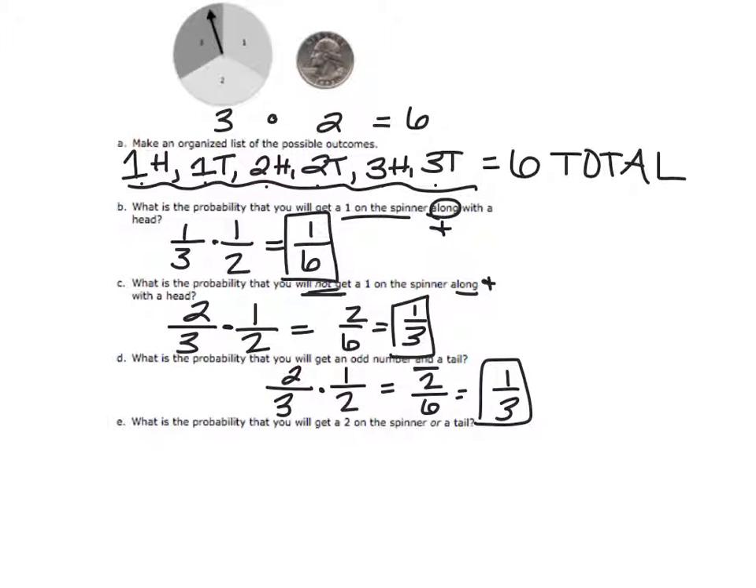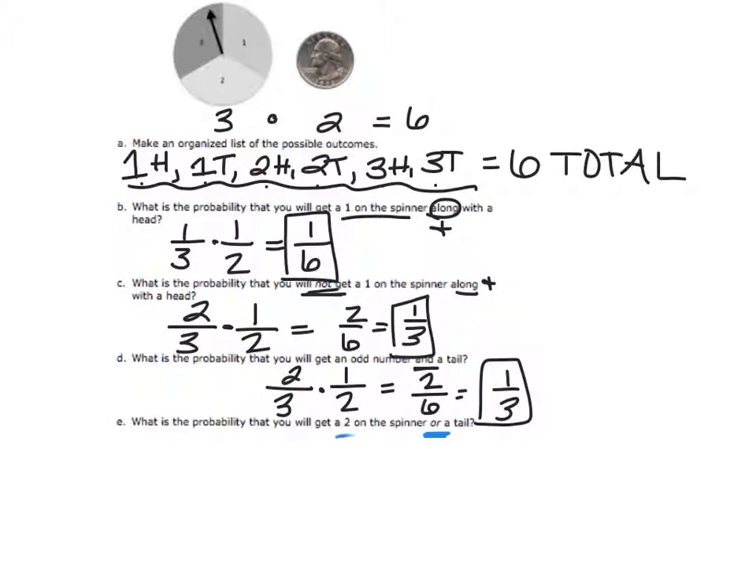Now the last one has a different word in it. It says, what's the probability that you'll get a 2 on the spinner or a tail? Now this does not say and. So I'm not doing things twice. I'm not spinning the spinner and flipping the coin. What I'm doing is just one total probability.